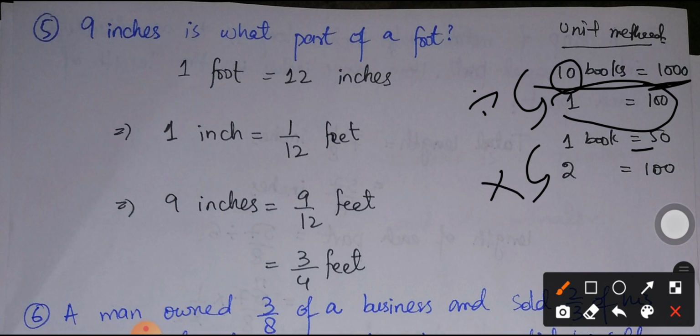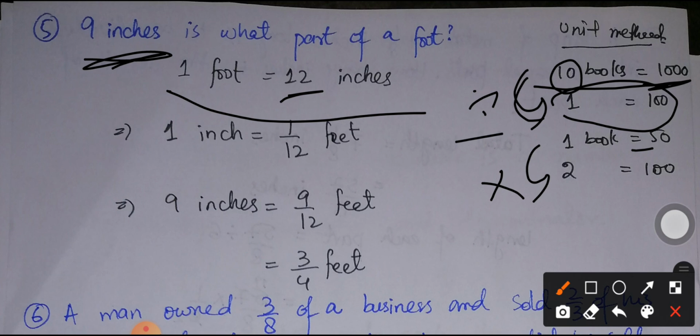So 9 inches is what part of a foot? We know that 1 foot is equal to 12 inches, so we have to evaluate it for 9 inches. At first we will solve it for 1, and then we will evaluate it for 9. So how can we find the value of 1 inch? As we have discussed, to move from any number to 1, we have to perform division. So if I am moving from 12 to 1, we simply have to divide by 12. So 1 by 12 will be the answer, but this is the value for 1 inch. We have to evaluate for 9 inches, so we will multiply it with 9. So I will get 9 by 12, that is 3 by 4 feet.